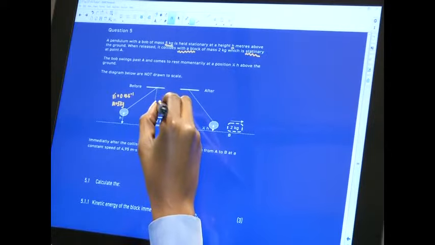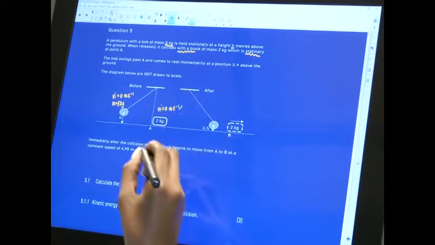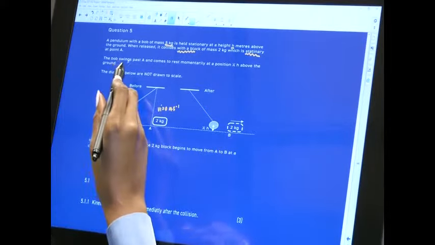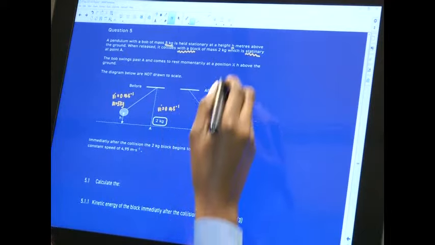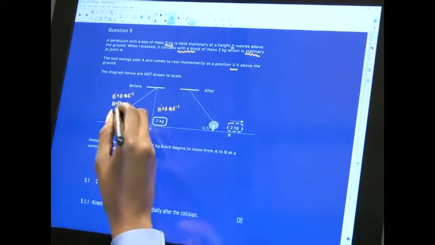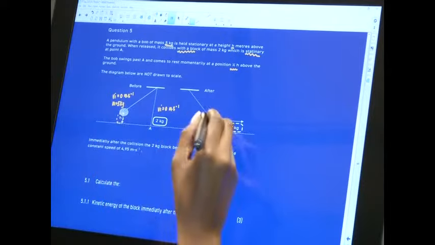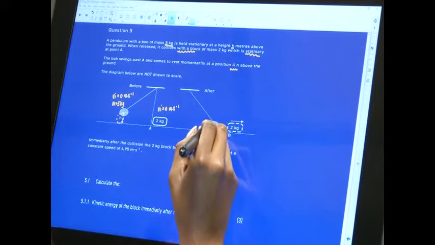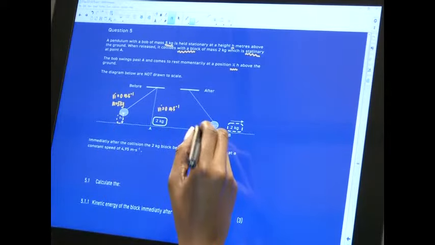Remember, if something is stationary, it means that the initial velocity of that object is then 0. The bob swings past A and comes to rest momentarily at a position a quarter of that of H above the ground. I just want to go back to this. They did say initially it was at a height of H. So whatever H is, it rests at a quarter of that. So if we could find H, we could take a quarter of that to find this one.